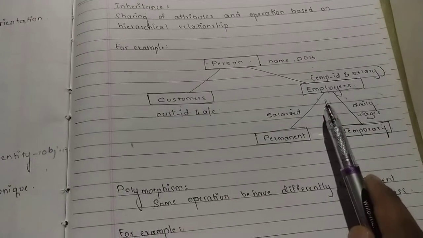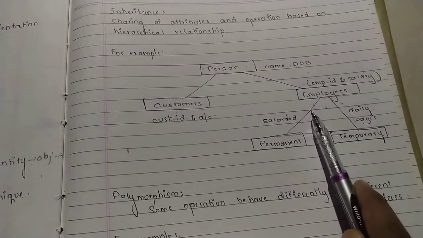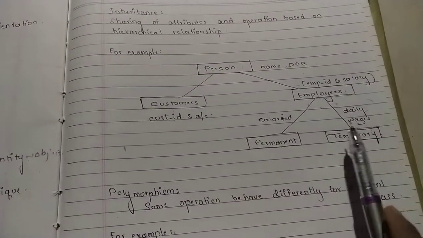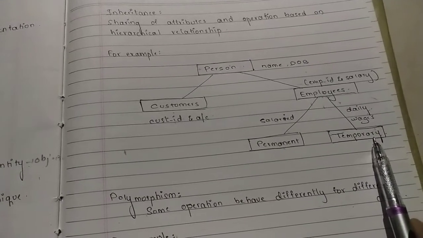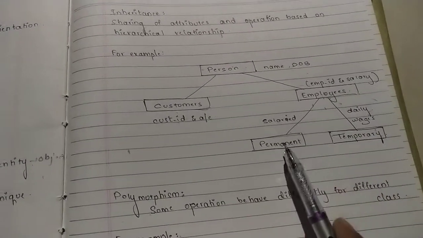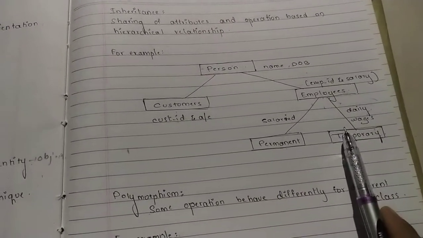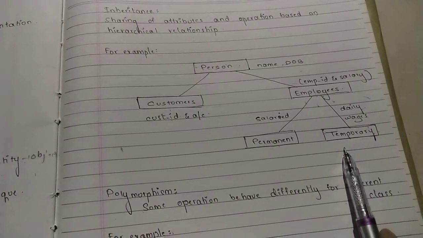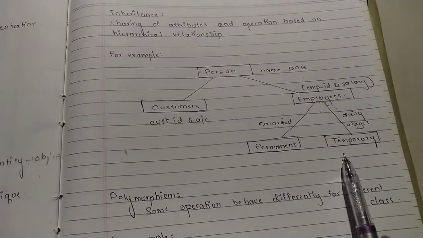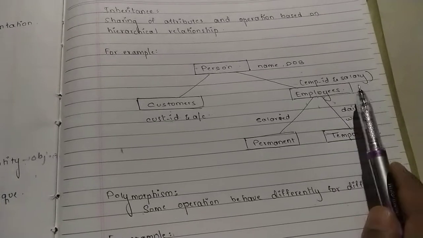When we consider the employee as one of the main classes, there are two kinds of employees. One is the salaried employee, called permanent, and the other is the daily wages employee, called temporary employee. They both share the common attributes, employee ID and salary.